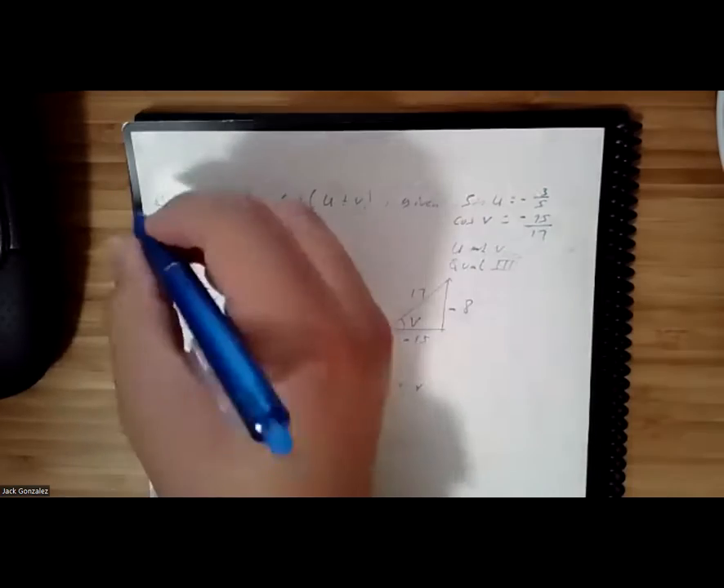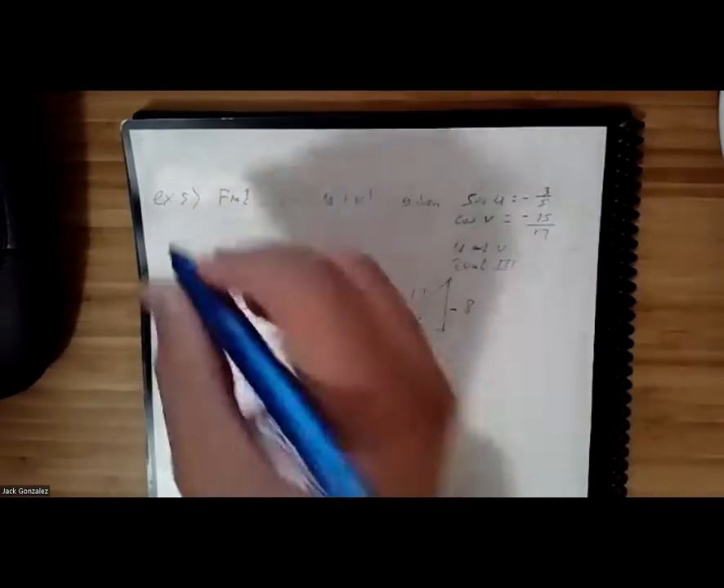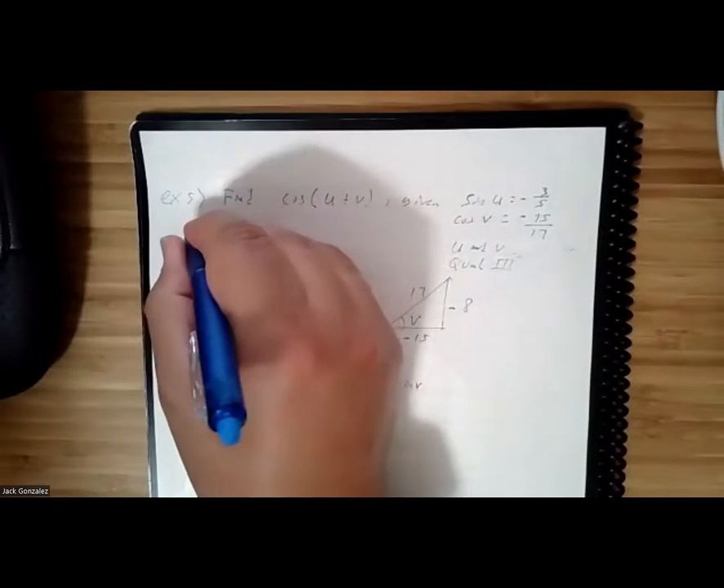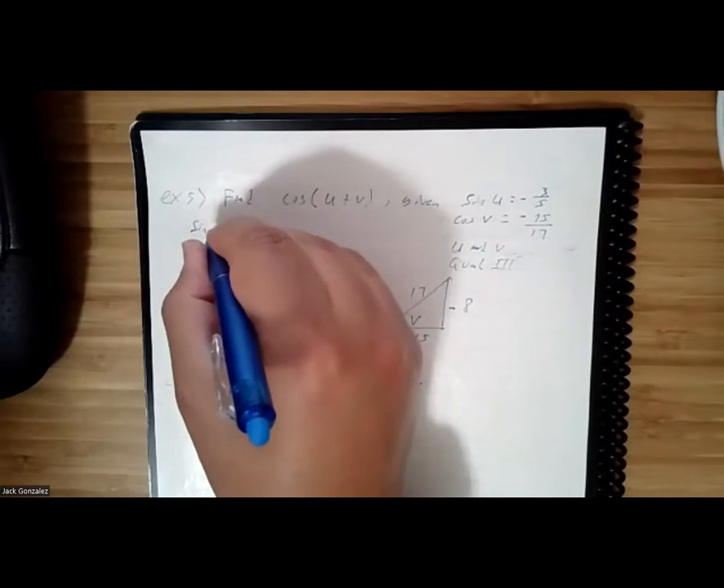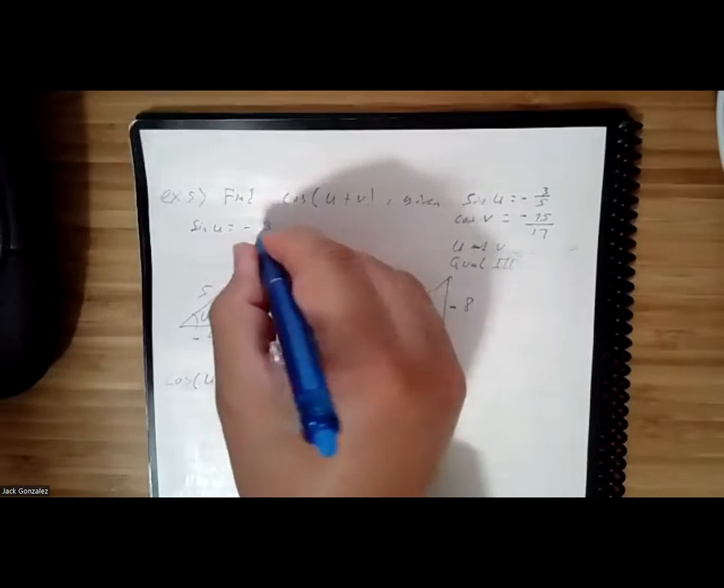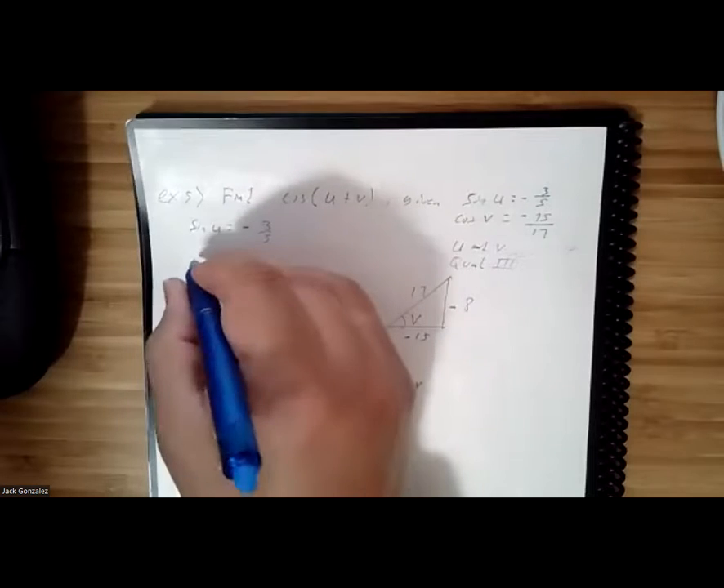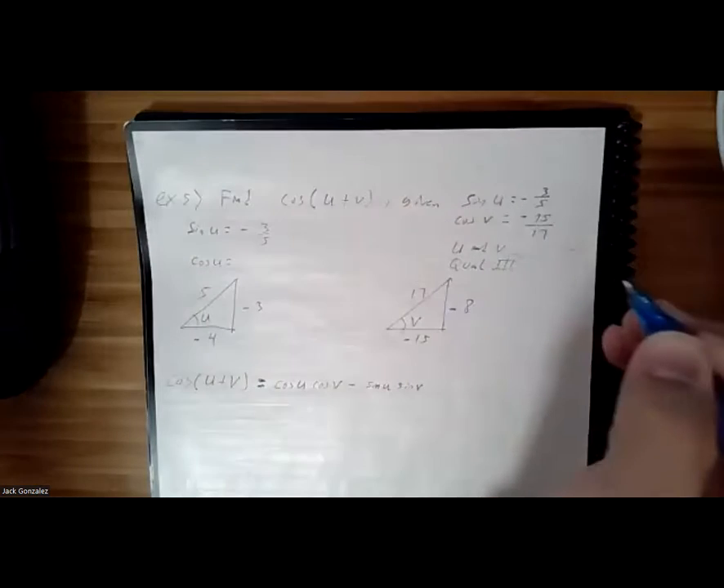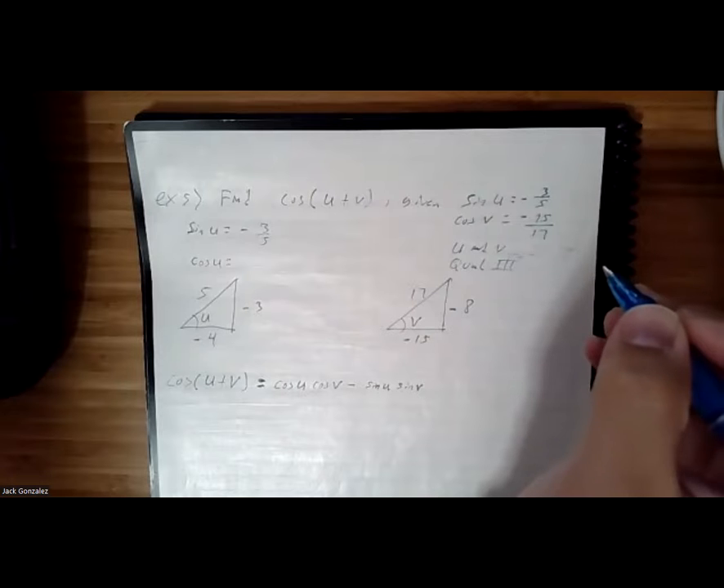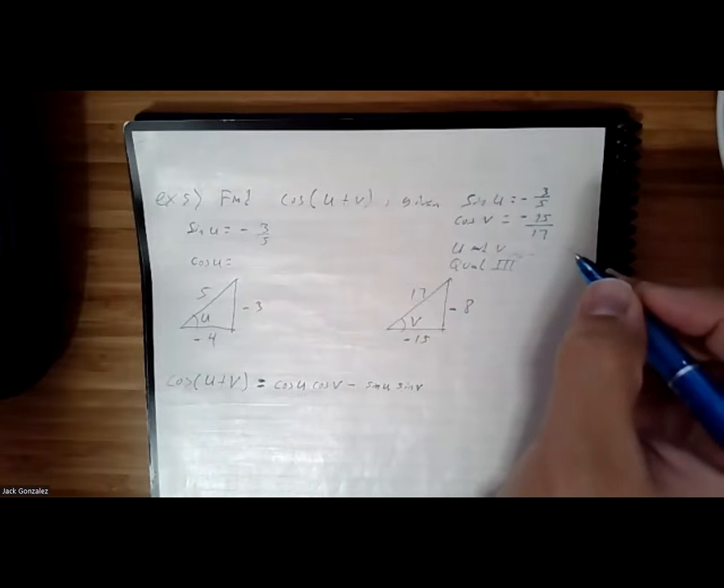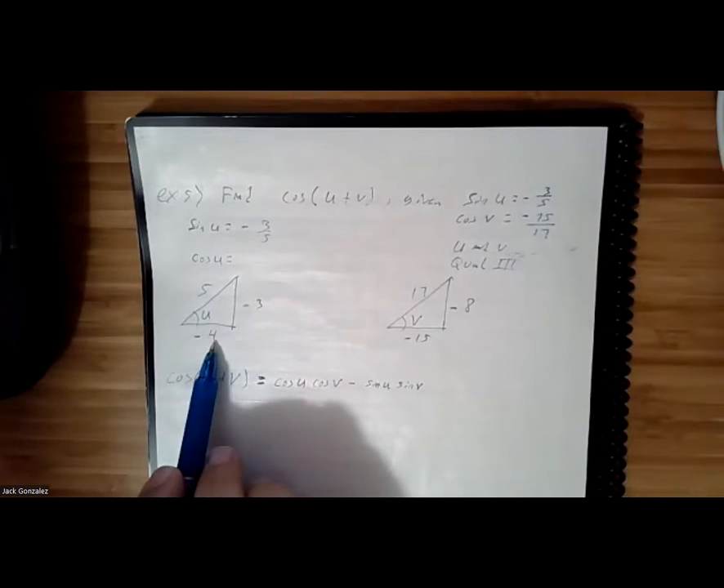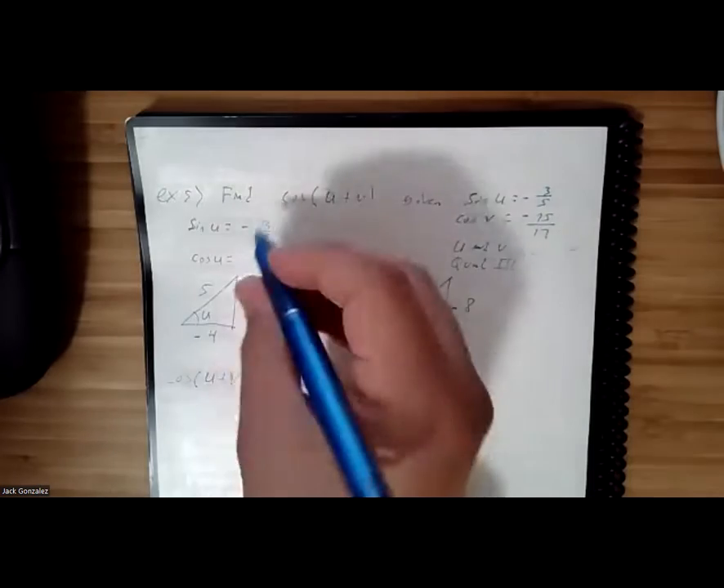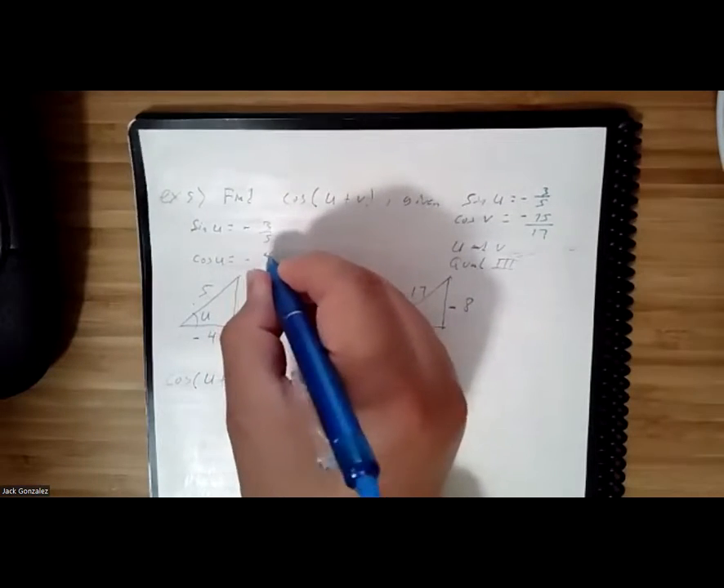right? So we have, I don't want to smear this, but the sine of u was given to us as -3/5. Cosine u is going to be, I'm sorry, cosine will be adjacent over hypotenuse, so -4/5.